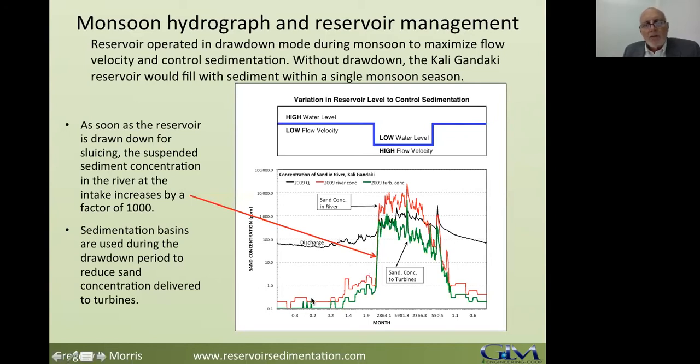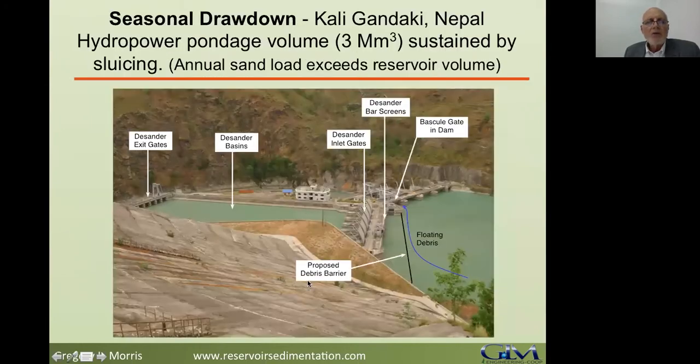And you see down below in the graph, while you're impounding water, the sediment reaching the turbines, which is the green line, is very low, and the red line shows the sediment concentration in the river, sand concentration, not total sediment, sand. And as soon as you drop the level, your concentration jumps. And it's high throughout the entire monsoon season, and then it drops as soon as you raise the water level again. And that's why you have the desander we saw in this picture here.